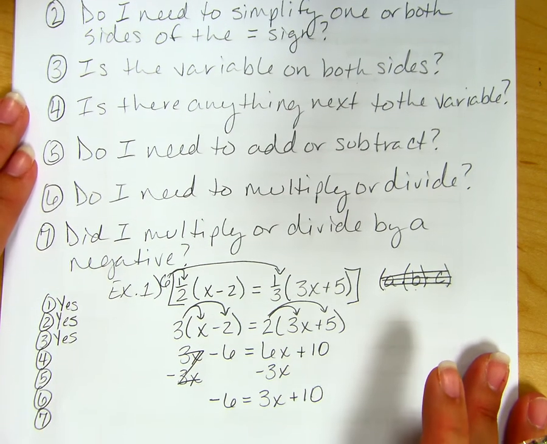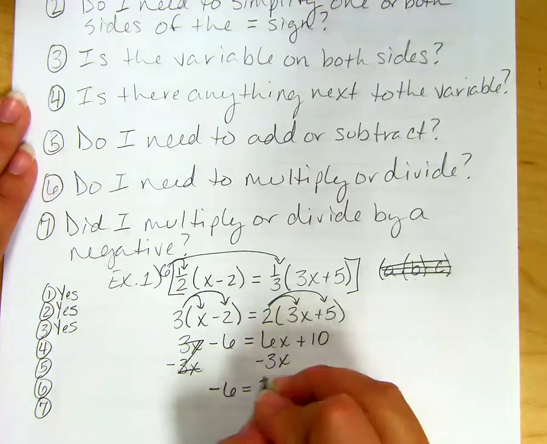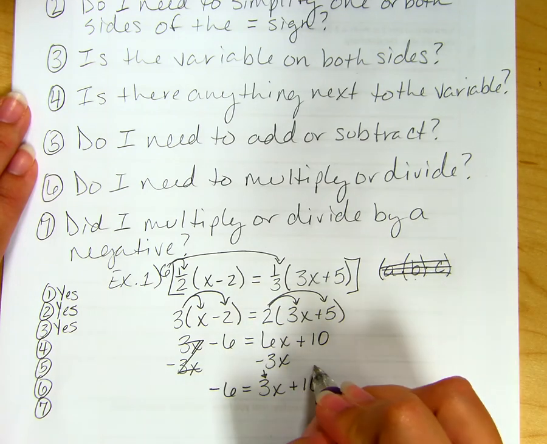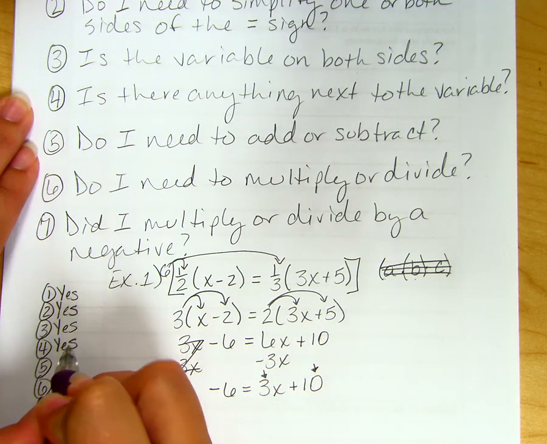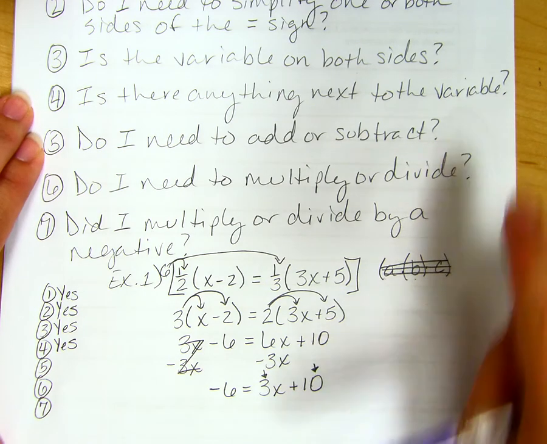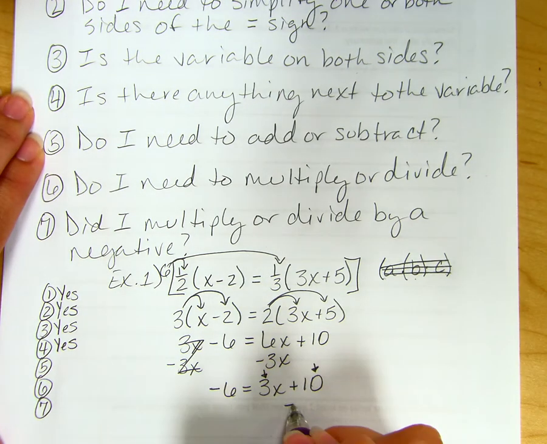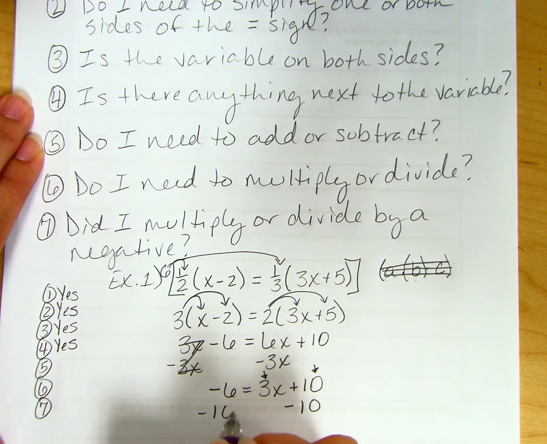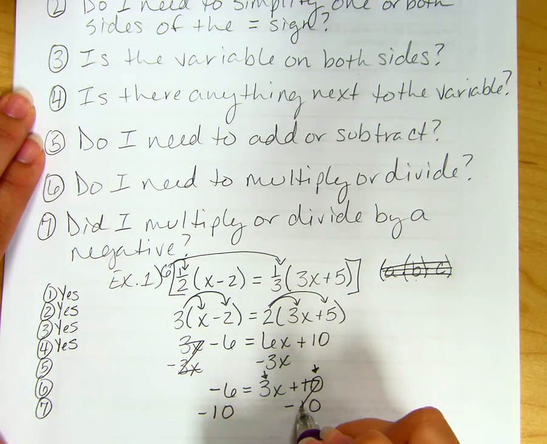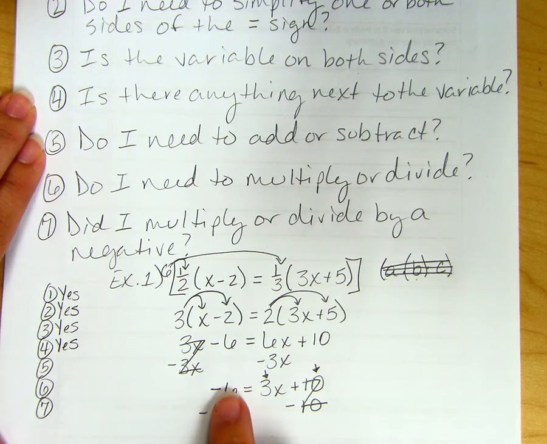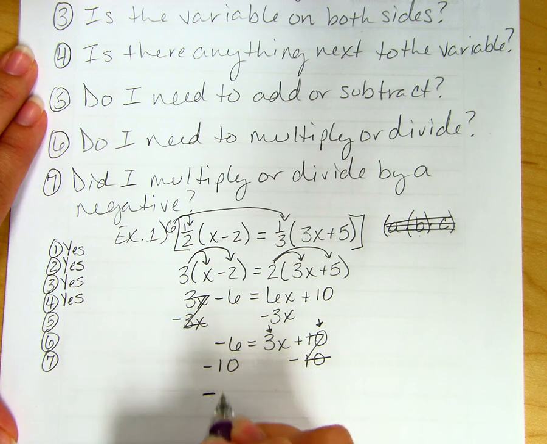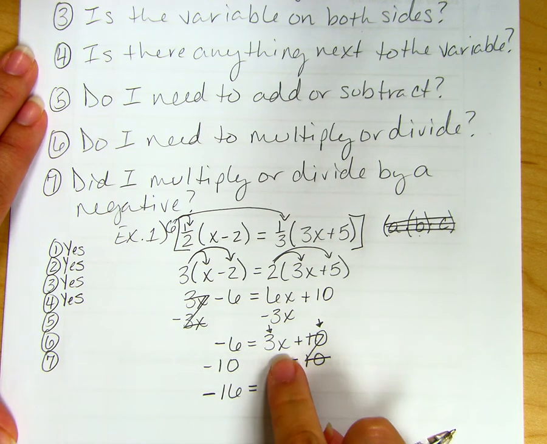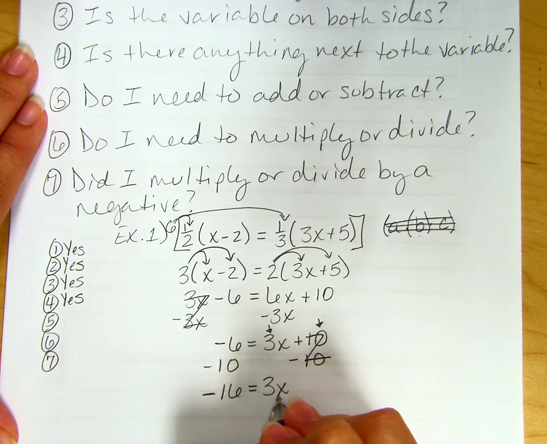And then I ask myself the next question, number 4, is there anything next to the variable? The answer is yes. I have a positive 3 next to my variable, and I have a positive 10 next to my variable. Since the 10 is further away, we're going to move that first. So if you look at question number 5, it says, do I need to add or subtract? And the answer is yes. I need to subtract 10 from both sides to move it to the other side. On the right, I get a 0 pair. On the left, I have negative 6 minus 10. So since they're both negative, I'm going to carry the sign and add the numbers and get 16. Then the 3x has not changed, so I'm going to carry it down.